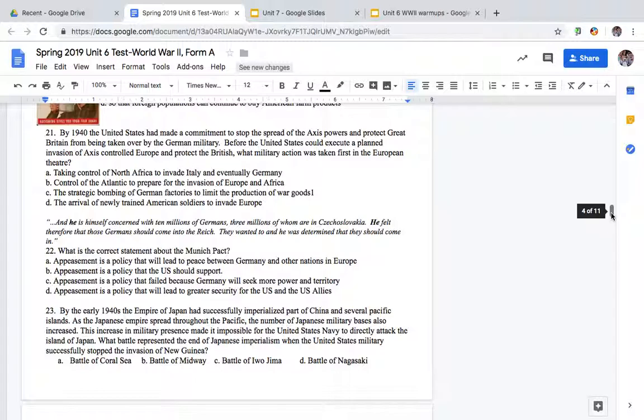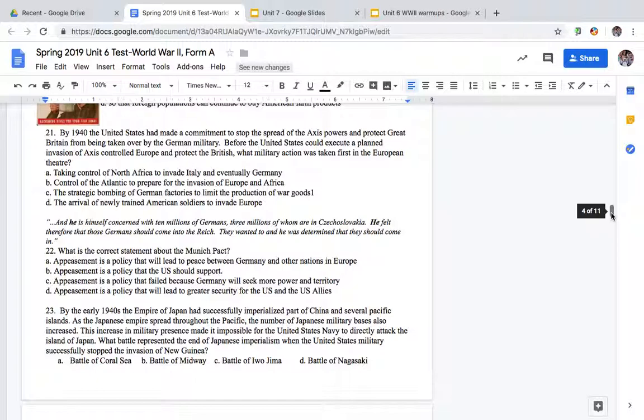What is the correct statement about the Munich Pact? A. Appeasement is a policy that will lead to peace between Germany and other nations in Europe. B. Appeasement is a policy that the U.S. should support. C. Appeasement is a policy that failed because Germany will seek more power and territory. D. Appeasement is a policy that will lead to greater security for the U.S. and the U.S. allies.